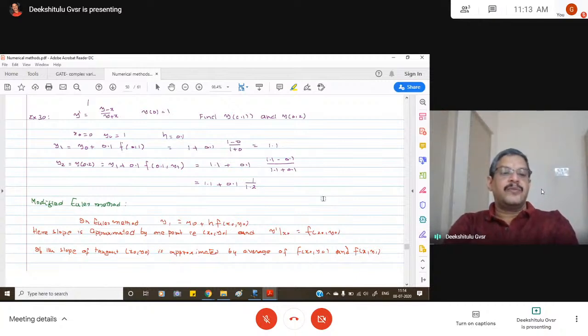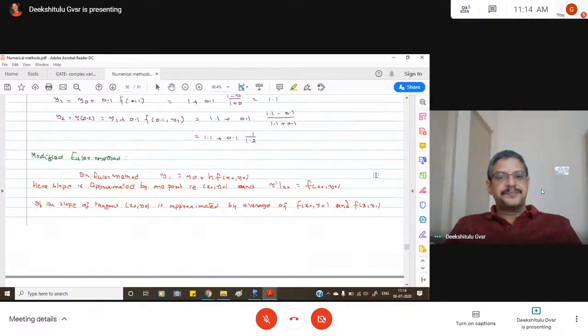And while calculating y2, the previous level, that means x1 and y1, come into the picture. Only x1 and y1. So y2 is y1, which is 1.1, plus h, which is 0.1, into y1 minus x1 by y1 plus x1. This gives 1.1 plus 0.1 into 1.2. You calculate, you get the value of that.